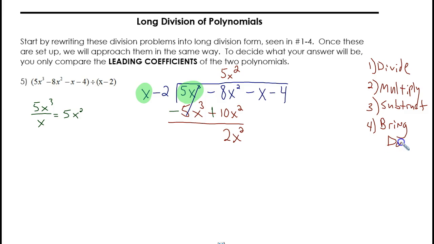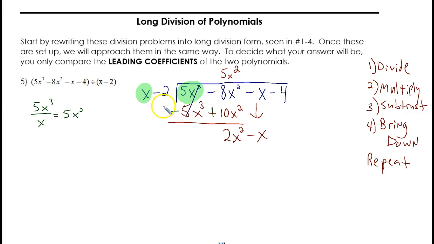And in this case, we just bring down the next part. In this case, it's minus x, so bring down the minus x. And now we just repeat that process over again, just like a minute ago. Just like with regular long division, we just keep going until we get to the end.